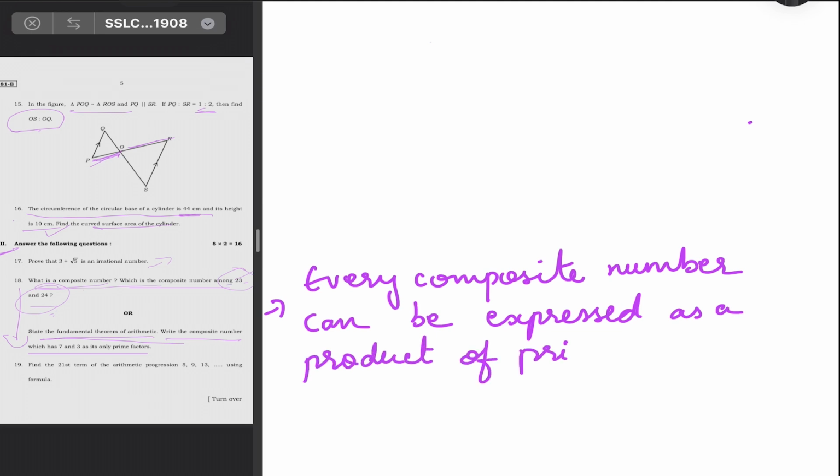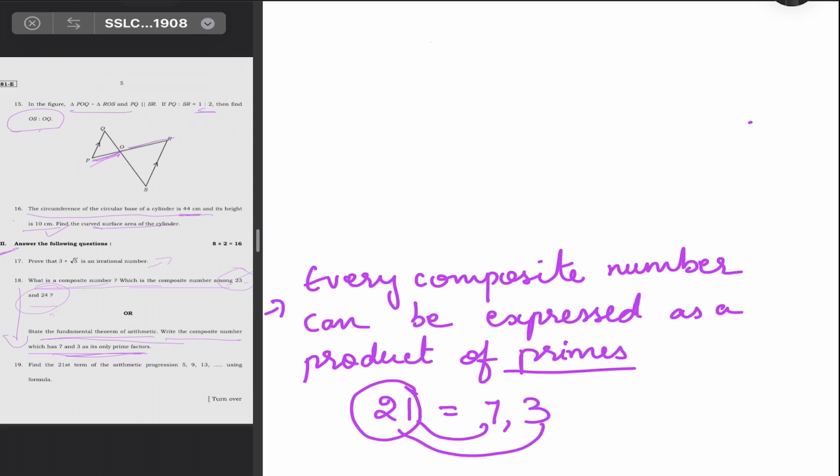We have seen that example in the previous question. It will help you to understand very clearly. So this is the fundamental theorem of arithmetic. Now, write the composite number which has 7 and 3 as its only prime factors. So which is the number which has 7 and 3 as its factors? It is 21. So it has only 7 and 3 as its factors along with 1 and itself. So 21 is the number which has 7 and 3 as its prime factors.